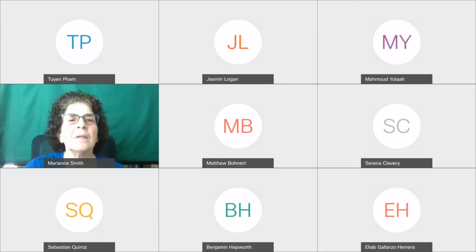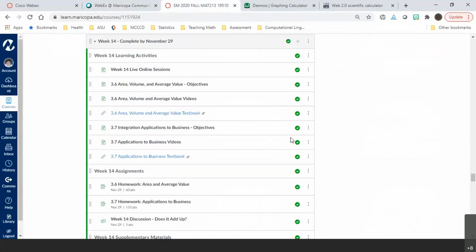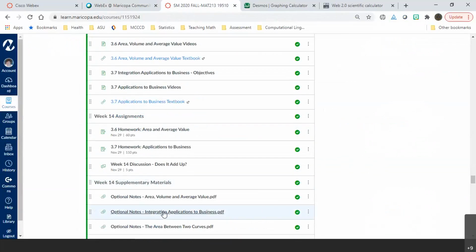Okay, so I'm going to begin by sharing my browser and just show you where we are. So again, here is the course. We're in week 14, and this is the section we're working on today, integration applications to business. Okay, and I'll be using these optional notes down here in supplementary materials, integration applications to business, if you want to print those off to follow along.